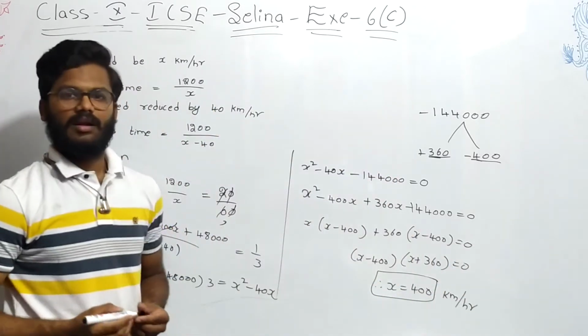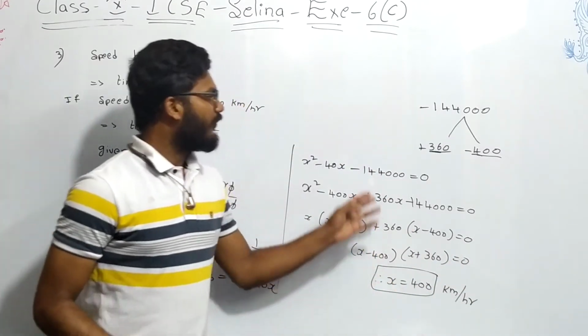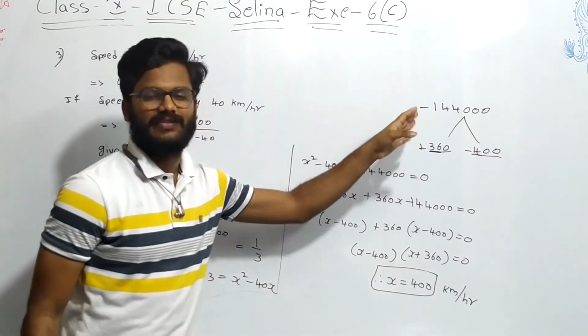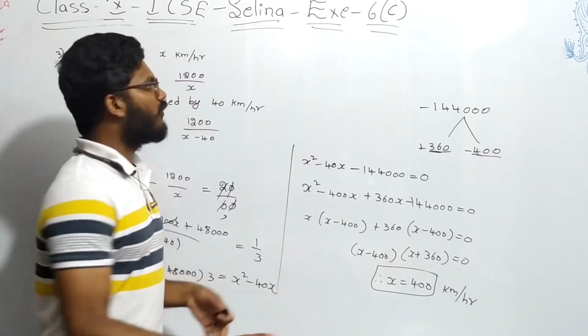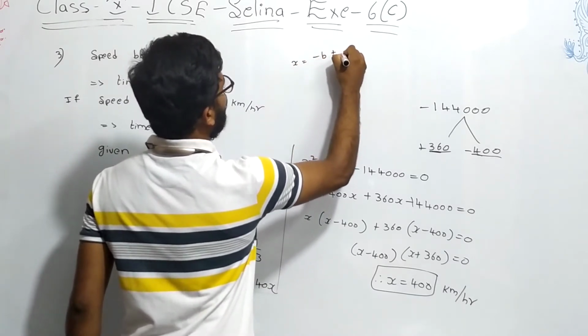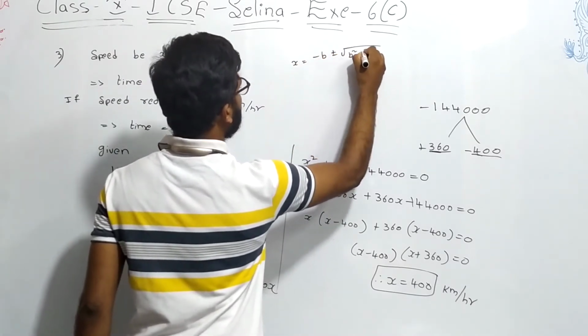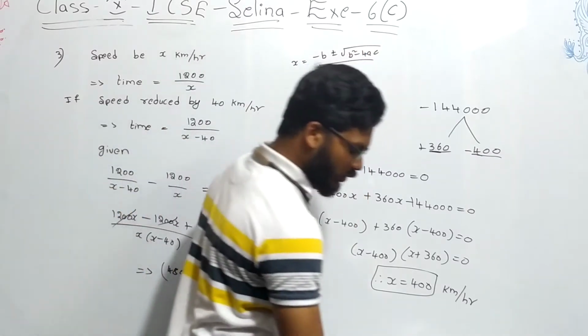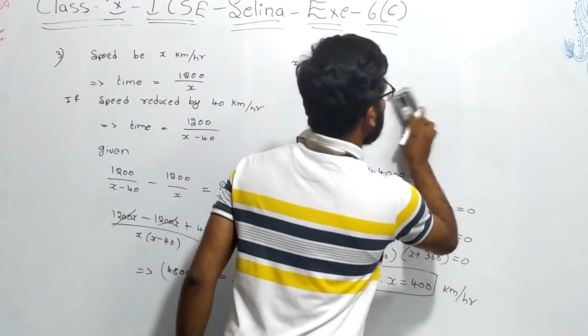kilometer per hour. Or if you don't know these factors, or if you don't remember these factors, how can we do it? We can use this formula, x equals minus b plus or minus root of b square minus 4ac, by 2a. So let me explain how to find its roots first.